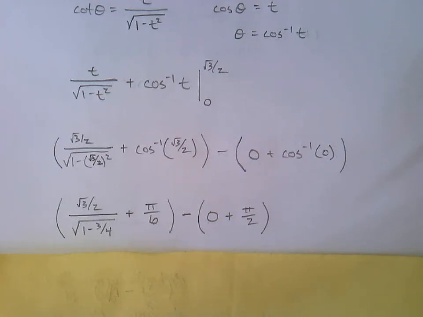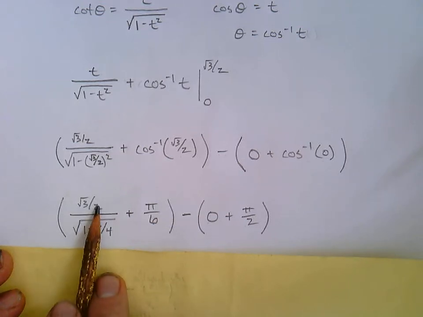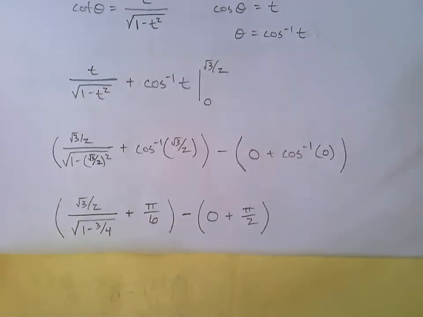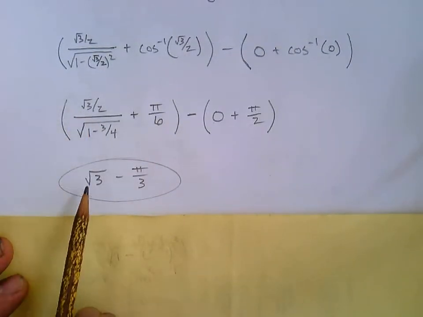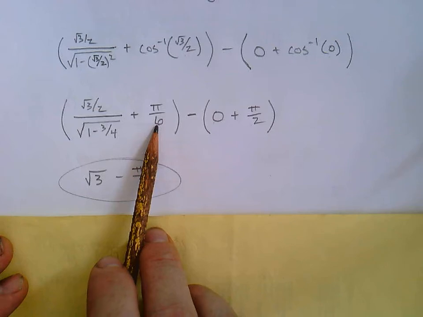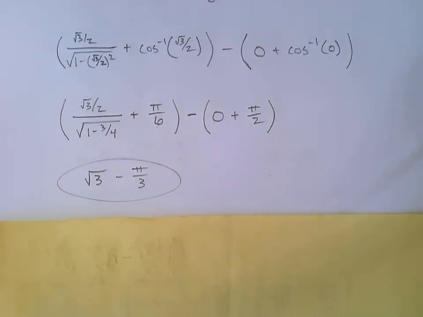Okay. And now this one you can go a bit further. Subtracting there, you get 1/4. And the square root of 1/4 is 1/2. That would cancel with this 1/2. And the answer comes out fairly nice. So we just have the root 3 in the end. And then pi over 6 minus pi over 2 is minus pi over 3. There it is.